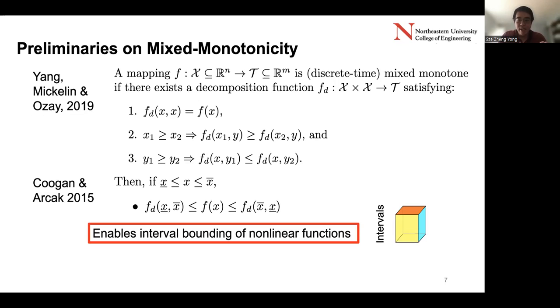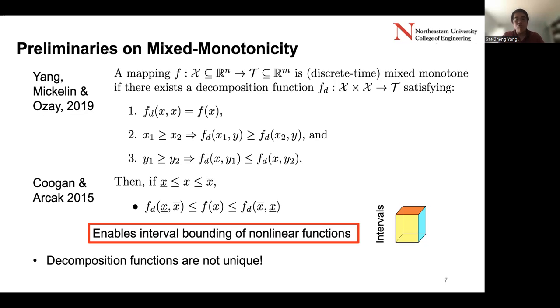So what this allows us to do is enable interval bounding of nonlinear functions, and that's what would really help us to deal with all the designs that we want to come up with. Actually, this is also very useful even for linear functions, but generally what it's really useful for is that it can do interval bounding.